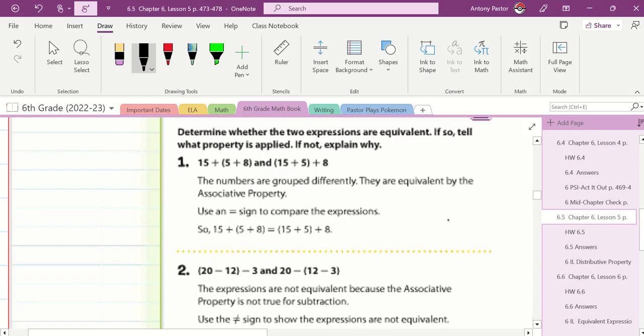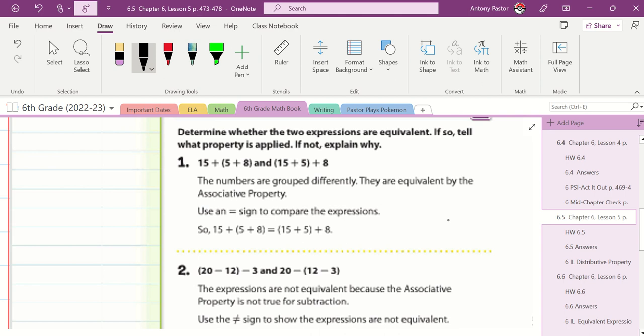Examples. Determine whether the two expressions are equivalent. If so, tell what property is applied. If not, explain why. They're saying that 15 plus 5 plus 8, and then 15 plus 5 plus 8 with different parentheses here. So I'm going to reread this. It's saying 15 plus 5 plus 8 in parentheses, and in parentheses 15 plus 5 plus 8 outside of parentheses. The numbers are grouped differently. They are equivalent by the associative property. And remember, this is associative because there are 3 numbers involved.